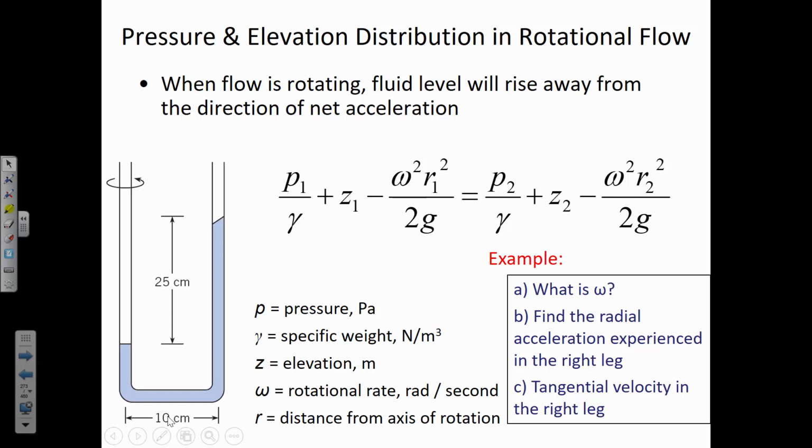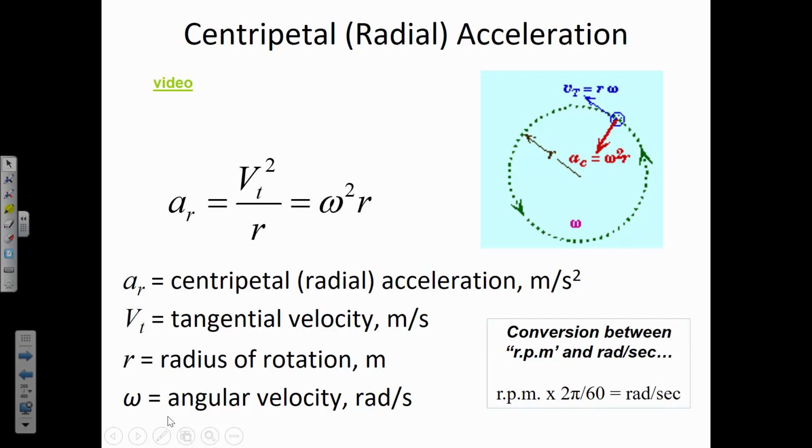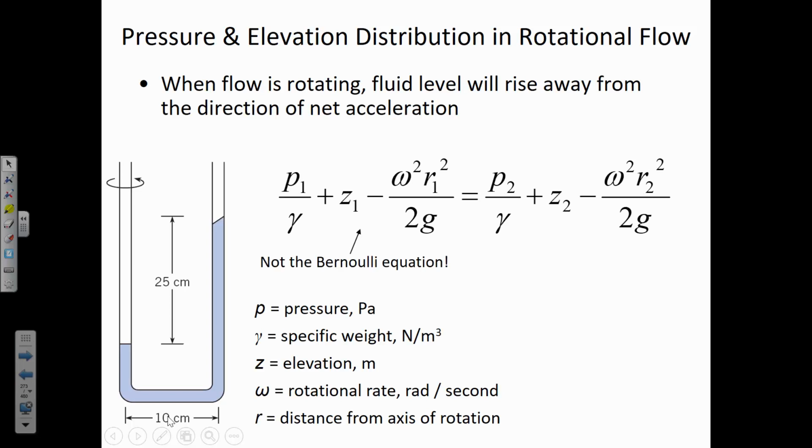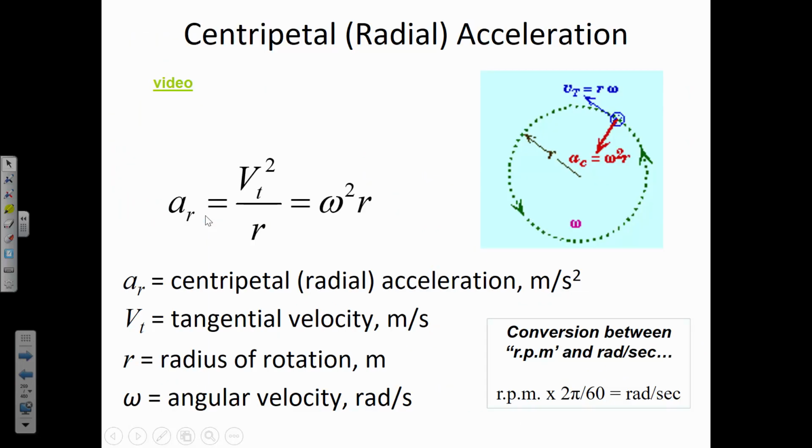All right, so solve for omega, and then let's go back to this formula for radial acceleration from the previous slide. A sub r is omega squared times r. So the second part of this example asks, what's the radial acceleration experienced in the right leg, and then the tangential velocity in the right leg? And the tangential velocity was v sub t is r times omega.